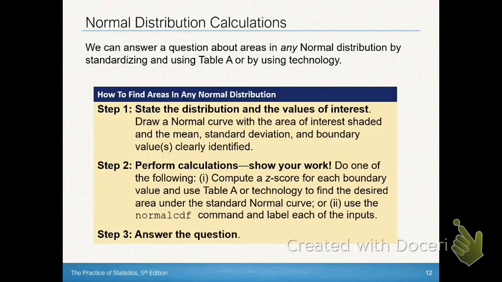The first thing you'll need to do is draw a normal curve, shade the area that you're looking for, label the mean, standard deviation, and boundary values, and then either use your z-table or use your calculator to find the appropriate percentage, and then go back and answer the question in context.